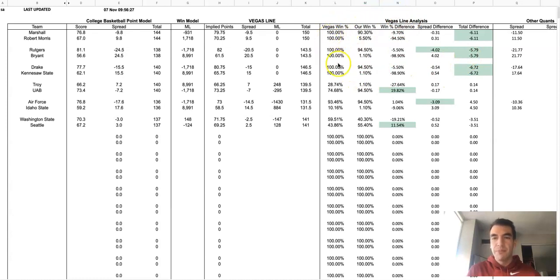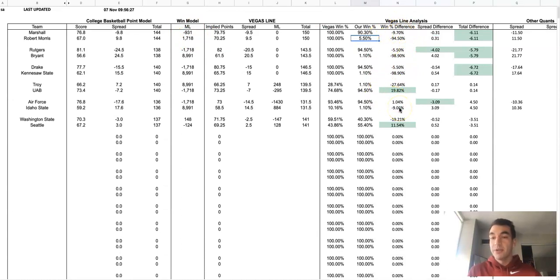So you have the Vegas win percentage, which is basically just a calculation off of the Vegas money line. You have our win percentage, which is based off of our win model. So it's not based on the point model, it's based on the win model. And then that calculates a win percentage difference.